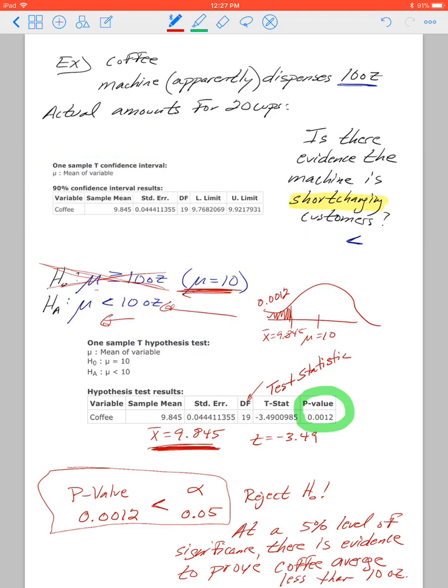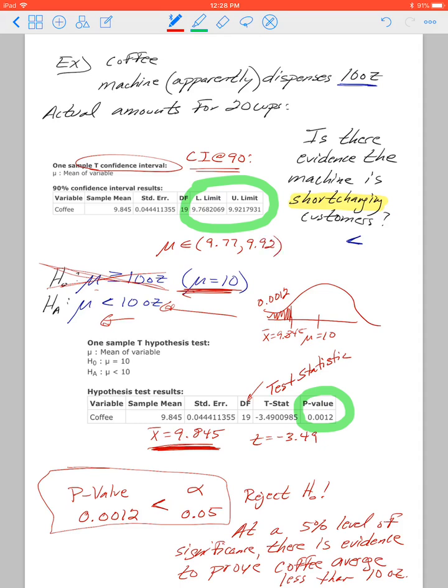Okay, so looking at this right here, notice there's your confidence interval, pretty much as for free as the one down below. The way you would interpret it is, hey, look, my confidence interval at 90% for the true average amount of coffee that we're getting from this machine, so I'm using the population symbol here, comes out to the interval 9.77 ounces to 9.92 ounces. So that's the prediction that we have.